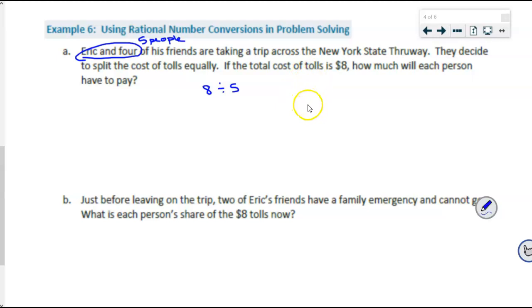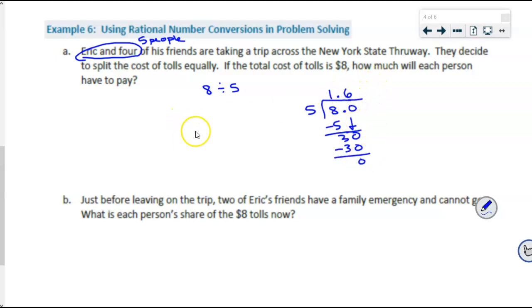What we're asking is, can 5 go into 8? Yes, it can, one time. Annex a 0. Nope, we're not done yet. 5 can go into 8 one time. Subtract 3. Now we can annex that 0 and bring it down. Can 5 go into 30? Yes, Mrs. Proctor? It can go in 6 times, leaving me with 0, and I'm done.